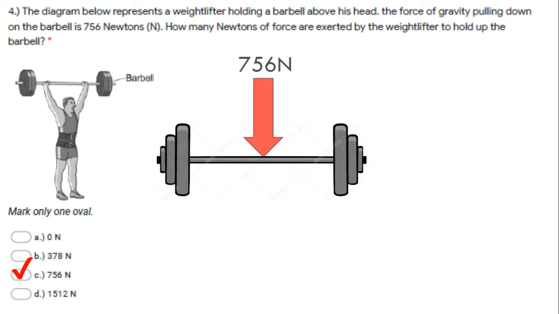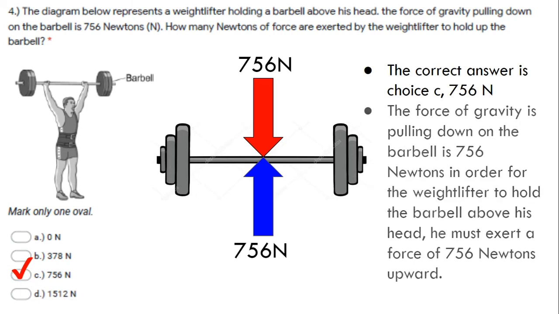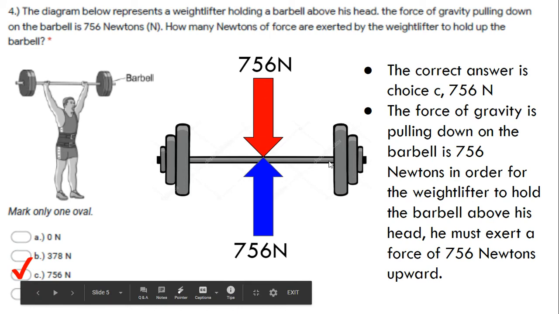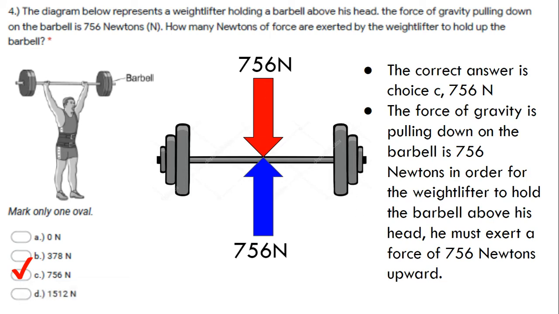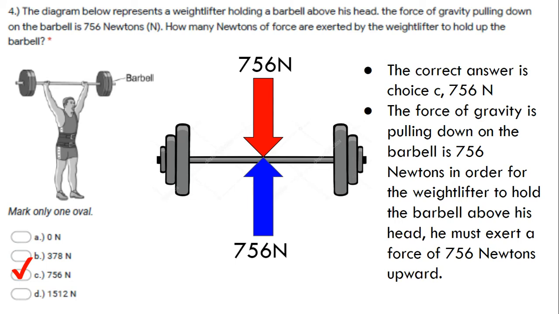So here's my barbell. Here's my force of gravity pulling down on the barbell, 756 newtons. In order for the weightlifter to hold up the weight, he must supply 756 newtons upward to counter the force of gravity. Right, and that's the same thing there. So the weightlifter has to supply that upward force to counteract the downward force of gravity. If he did not supply a force of 756 newtons, if he did less, then the weight would fall down. If he did more, he would be throwing the weight in the air.